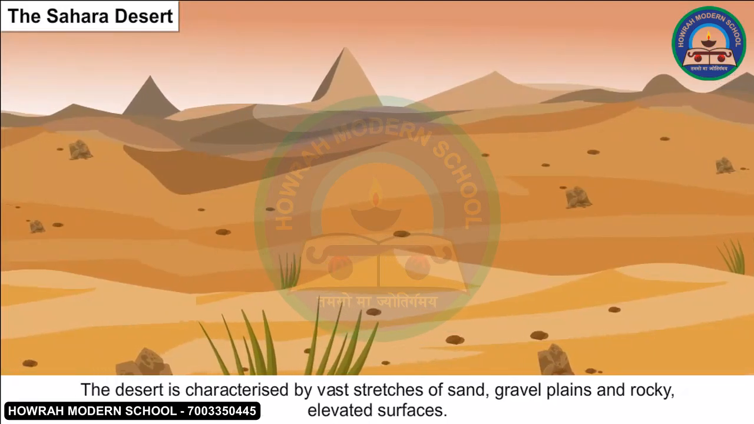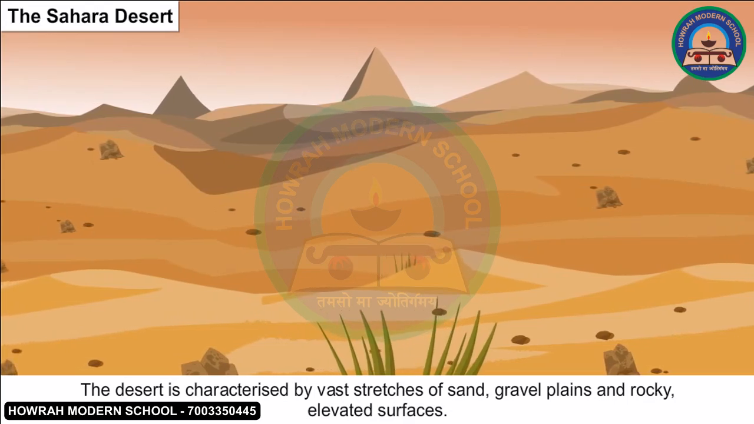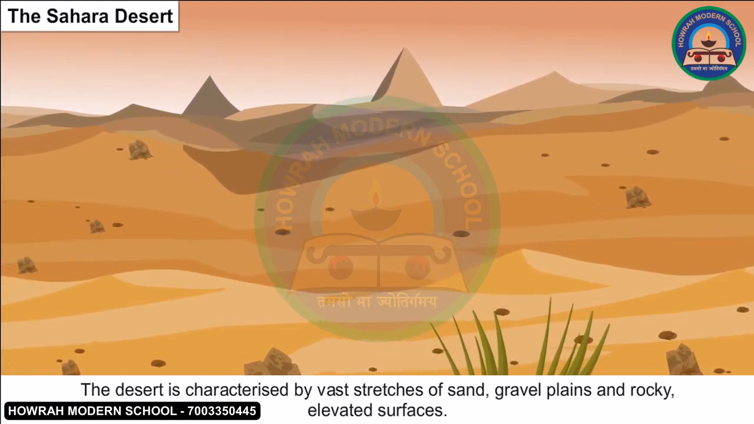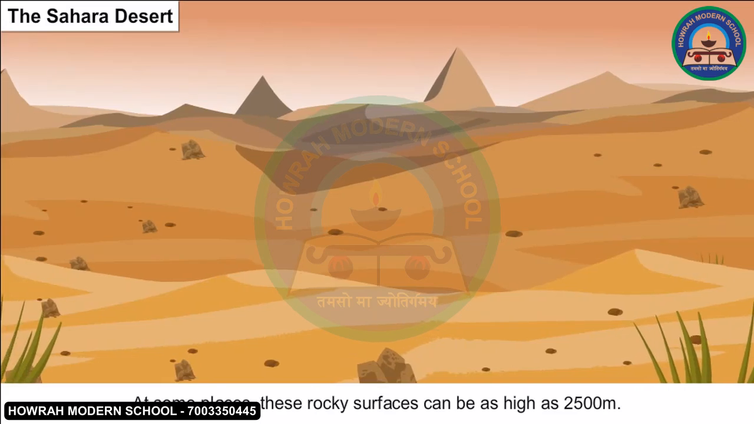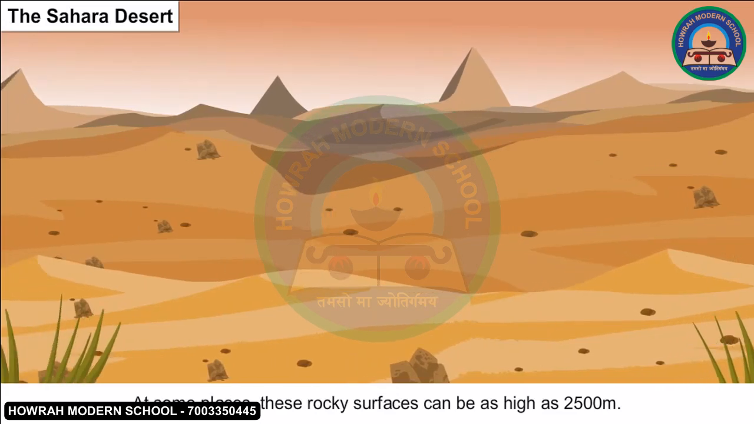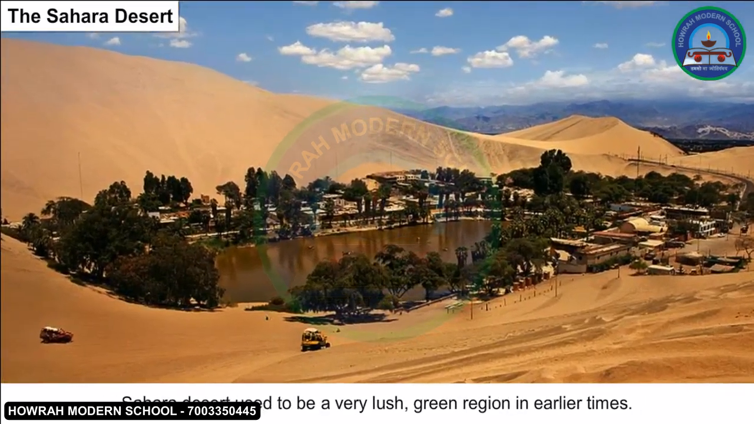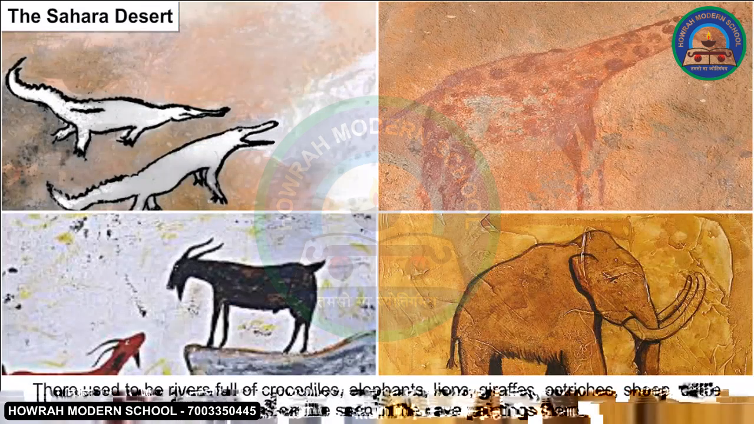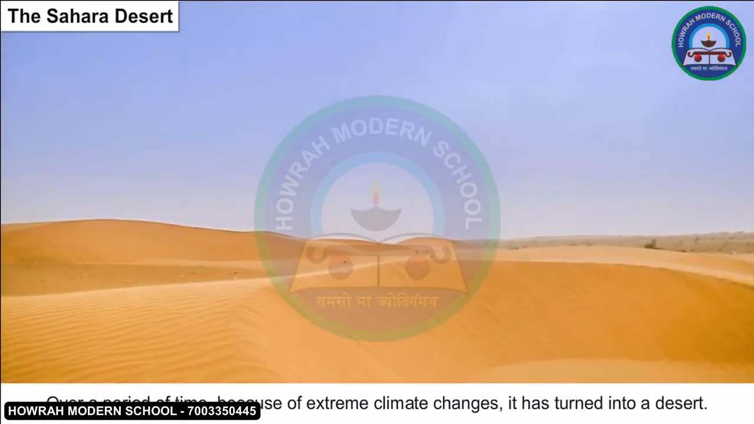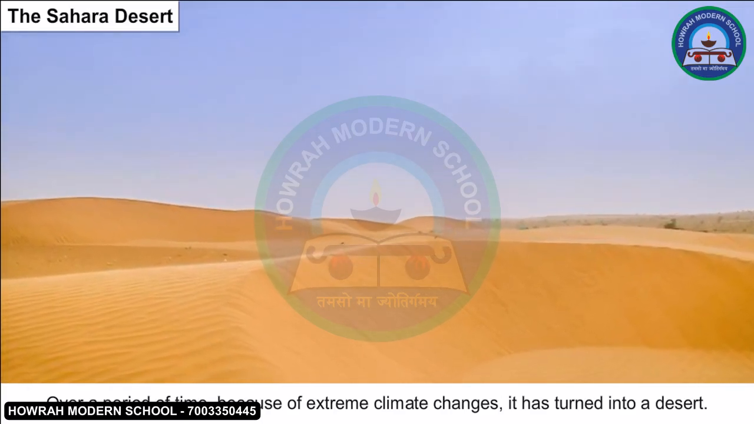The desert is characterized by vast stretches of sand, gravel plains and rocky, elevated surfaces. At some places, these rocky surfaces can be as high as 2,500 meters. Sahara Desert used to be a very lush, green region in earlier times. There used to be rivers full of crocodiles, elephants, lions, giraffes, ostriches, sheep, cattle and goats, as can be seen in the cave paintings there. Over a period of time, because of extreme climate changes, it has turned into a desert.